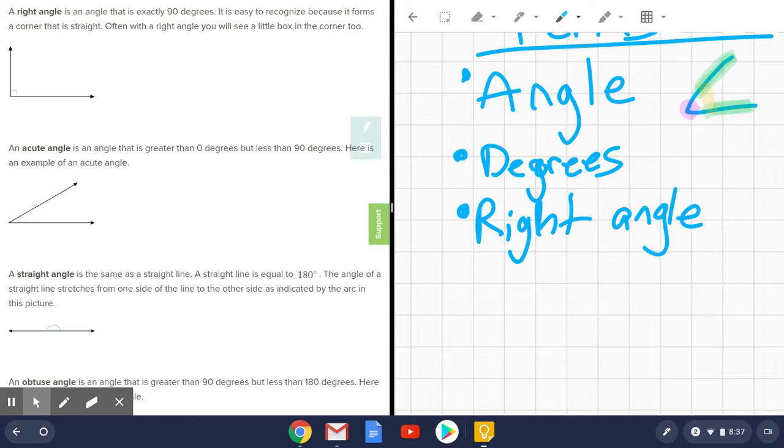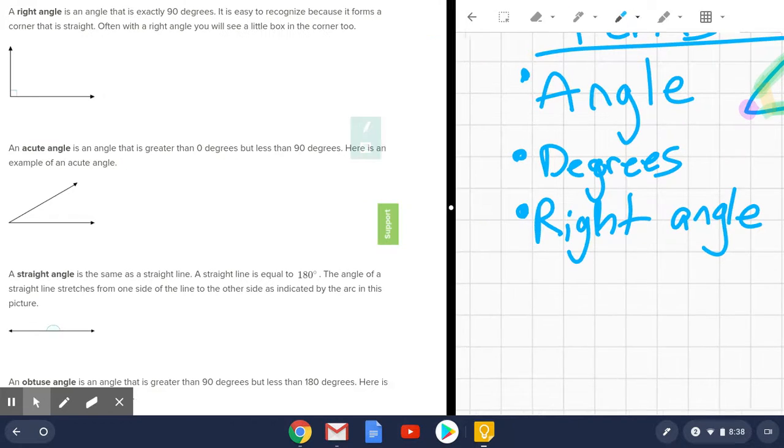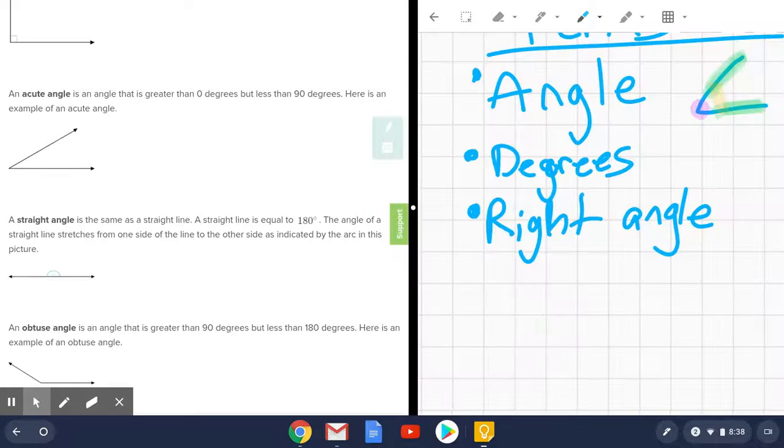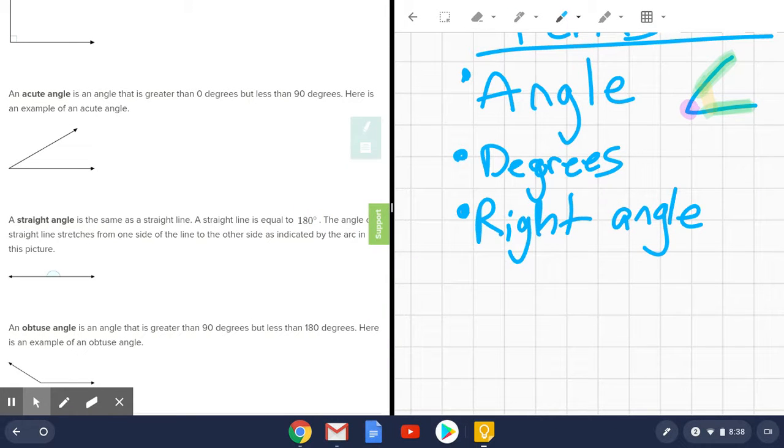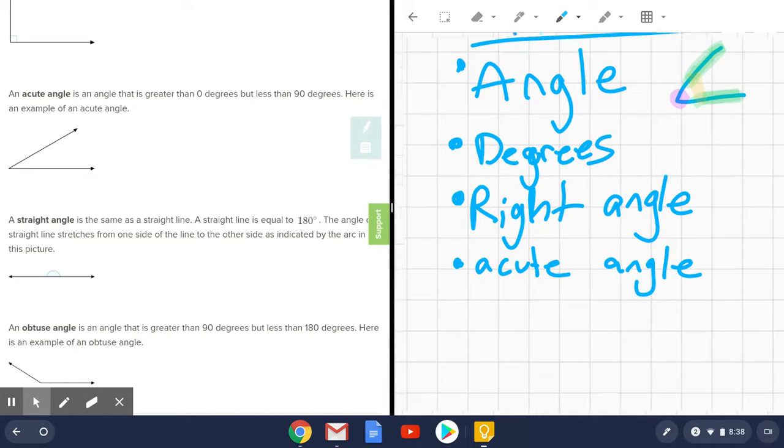So our next term is an acute angle. An acute angle is an angle that is greater than 0 degrees, but less than 90 degrees. I don't know why my tab stopped working here. Oh, I know why. My stylus shut off, guys. So we have an acute angle. An acute angle is an angle that is greater than 0 degrees, but less than 90 degrees.